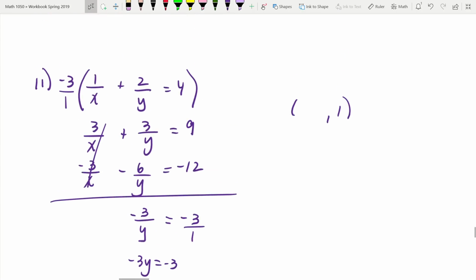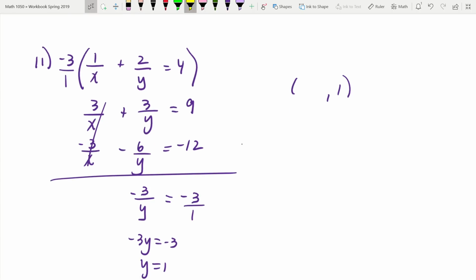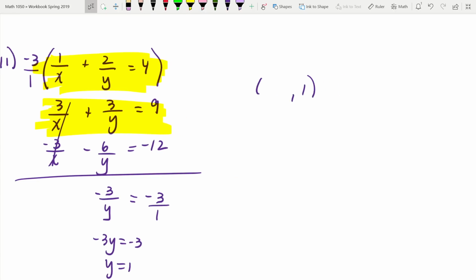Then I go into the original equation and I can put y equals 1 either here or here, and then I'm going to find my x. I choose the top one, okay? So I have 1 over x plus 2 over y, y is a 1, so that's just a 2, equals 4. Pull my 2 over, 1 over x equals 2.